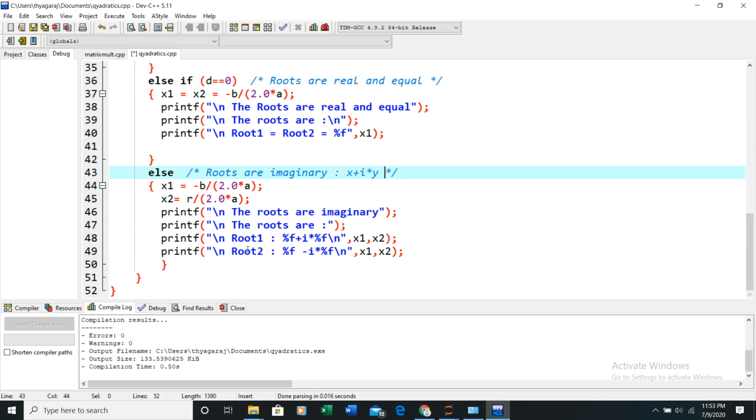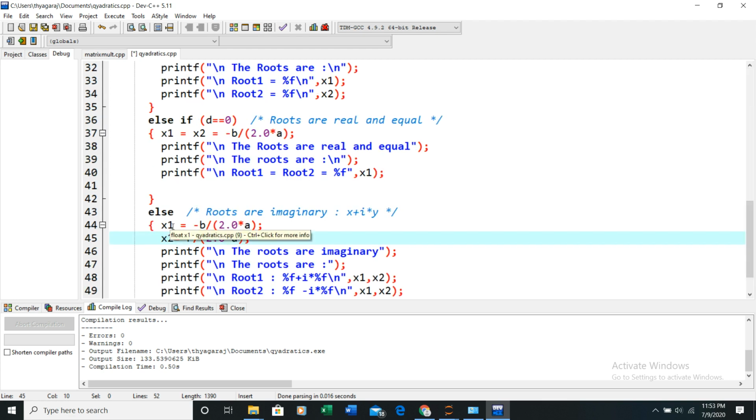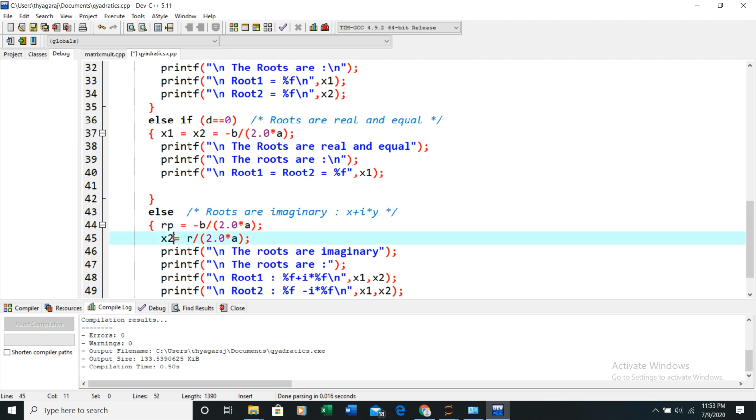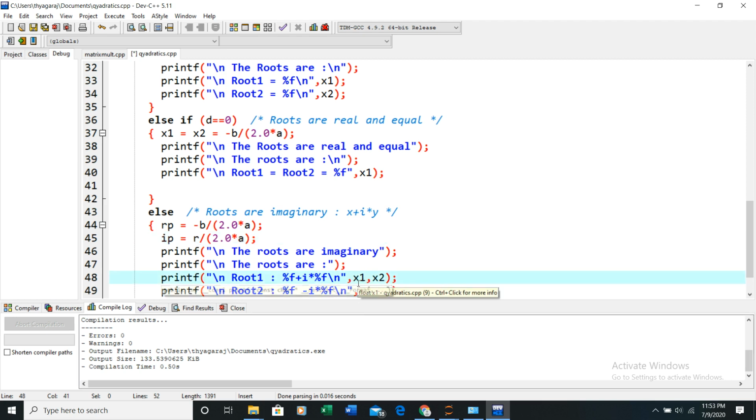Since we don't have a direct data structure to display the complex number as it is in the case of C program, we will have to make some alternative arrangement using printf statement. Printf root 1 percentage f plus I into percentage f. Here x1 is the real part and x2 is the imaginary part. We have used the variables x1 and x2 as imaginary and real part. However, we can take this one as the real part, and this one as the imaginary part instead of x1 and x2.